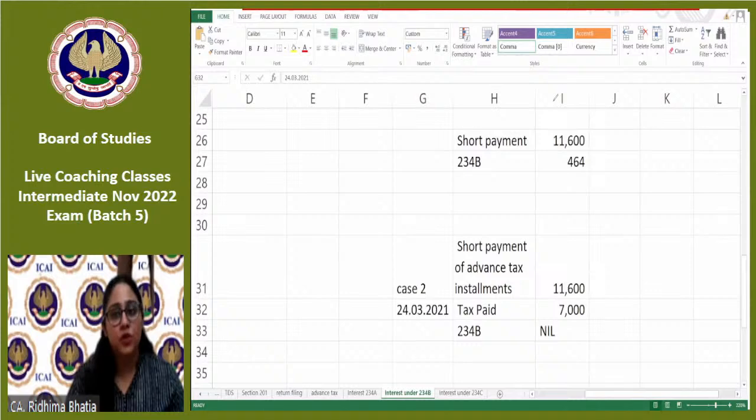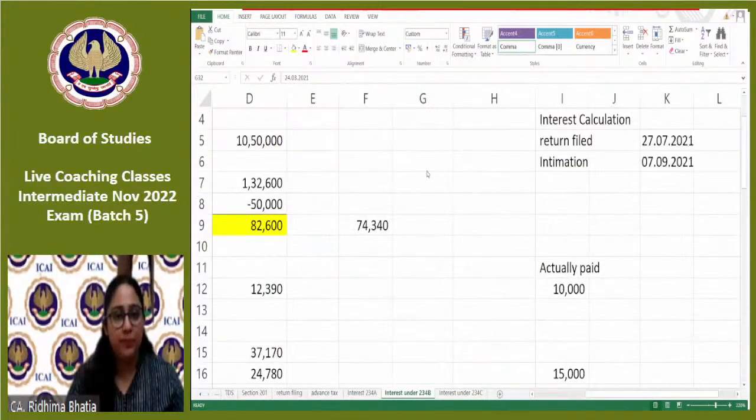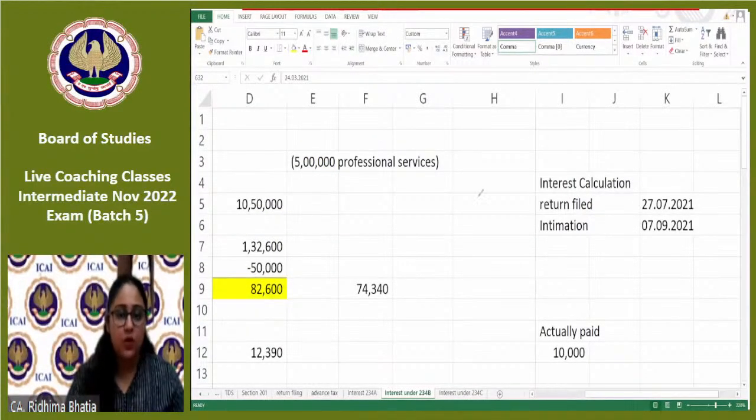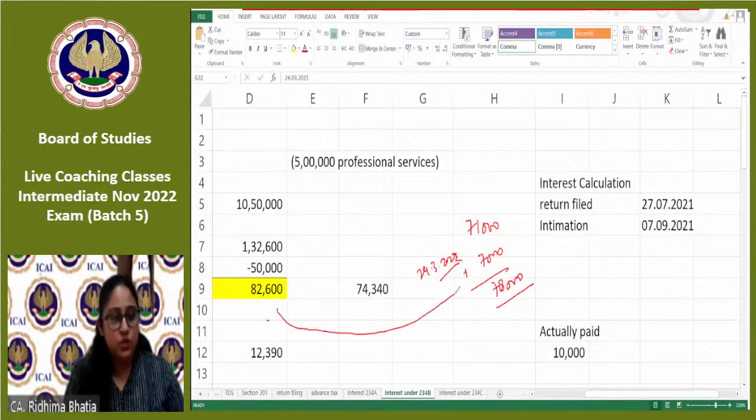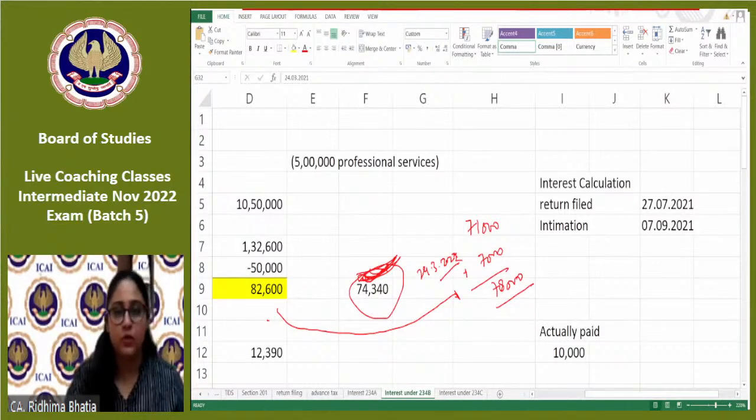The answer is no. Why? Because I paid advance tax in 4 installments of 71,000, but anything before 31st March is also advance tax. Remember? So take the 7,000 more deposited, which is 78,000. Even if there is a shortfall, 234B would not be applicable because it is more than the 90% criteria. Clear? Sure. Now let's proceed.